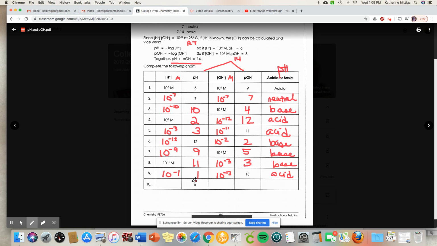Last one, pH of 6. If I know it's a pH of 6, it's an acid. It's not a very strong one, but it's still an acid. That means this is 10 to the minus 6. 6 plus blank has to give me 14. That's 8. And that means this is 10 to the minus 8.